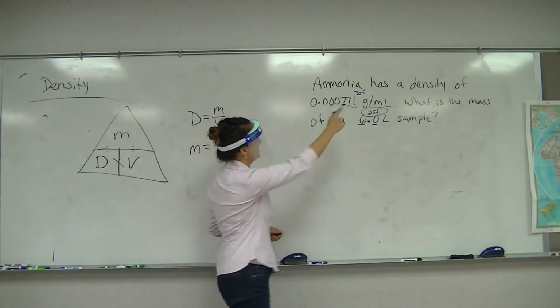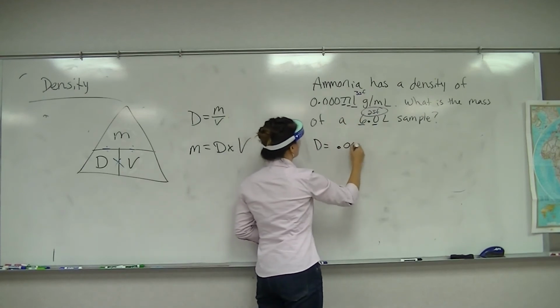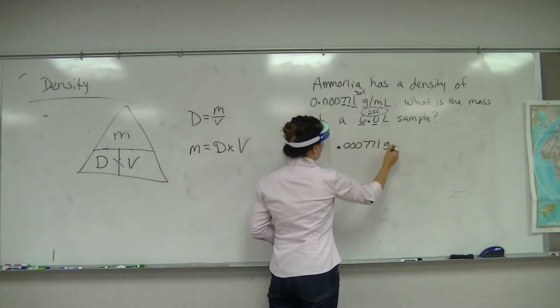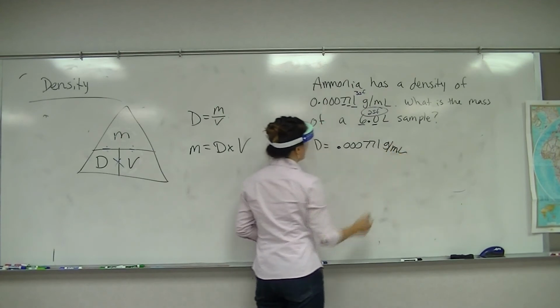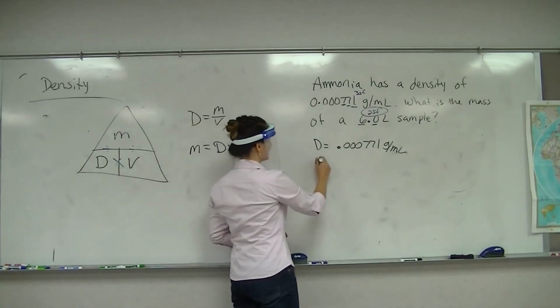We have a density, it specifically says density of, write that down, grams per mil. And then what is the mass? So mass is the question mark.